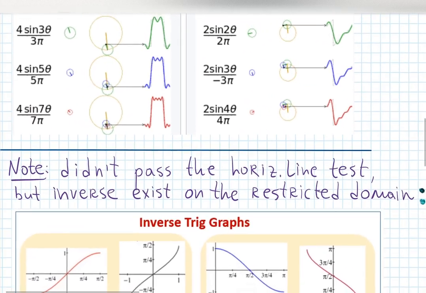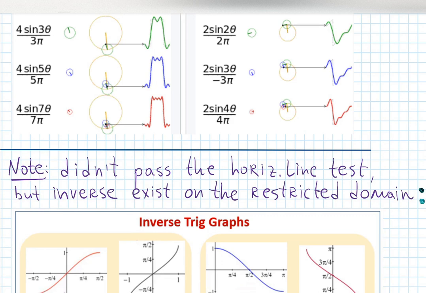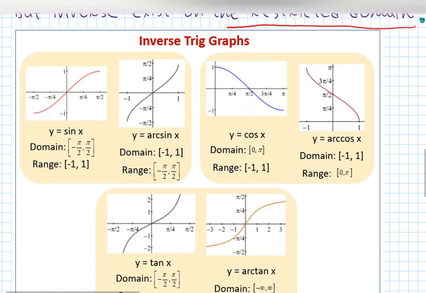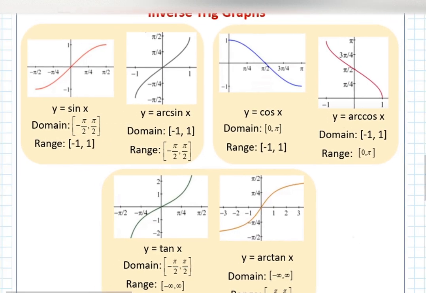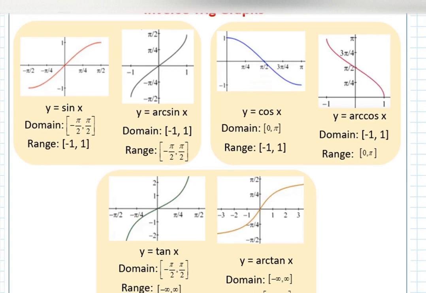They did not pass the horizontal line test, but we can have the inverse on a restricted domain. We had this before with y equals x squared. The parabola doesn't pass the horizontal line test, but when we're restricting it from 0 to infinity or minus infinity to 0, we can do it. And here's a picture. You don't have to copy it exactly right now. You can do a nice picture later at home or print the card.